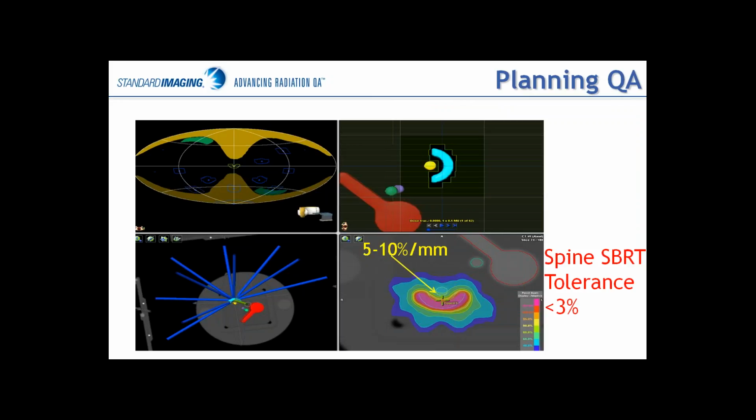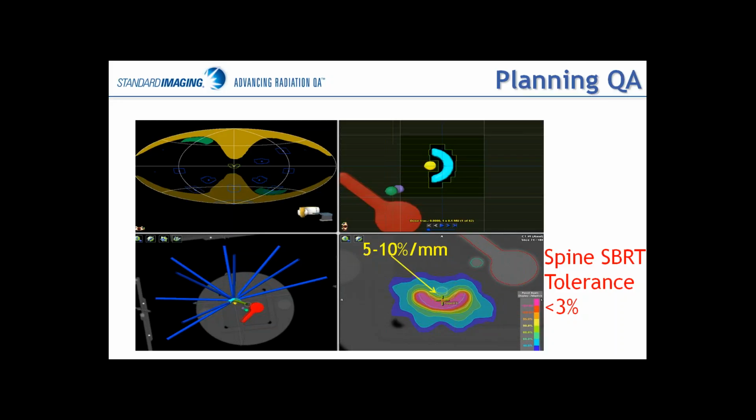And for a particular example planning case, this one, if we assume a spine case, we know from experience that we have about a 5 to 10% per millimeter dose drop-off as you go away from your target and your actual dose delivery area. So knowing that, you can then go on and apply that type of knowledge in our clinical use as well.